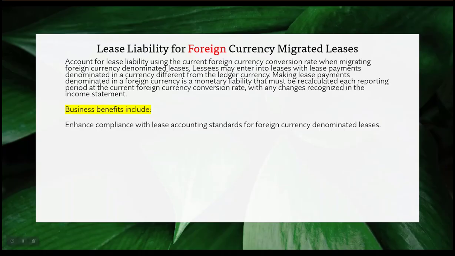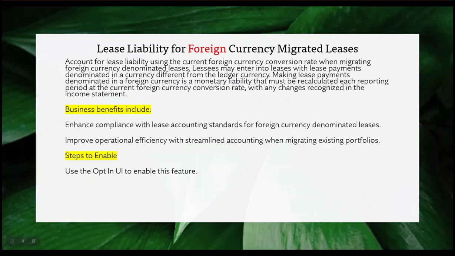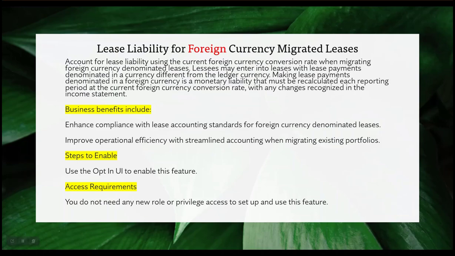If we check the business benefits, they include enhanced compliance with lease accounting standards for foreign currency denominated leases, and improved operational efficiency with streamlined accounting when migrating existing portfolios. Steps to enable: you have to use the opt-in user interface to enable this feature. Access requirement: you don't need any new role or privilege to set up and use this feature. This feature enables you to use a foreign currency which is not the ledger currency.